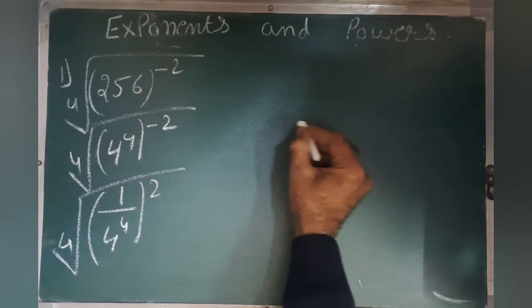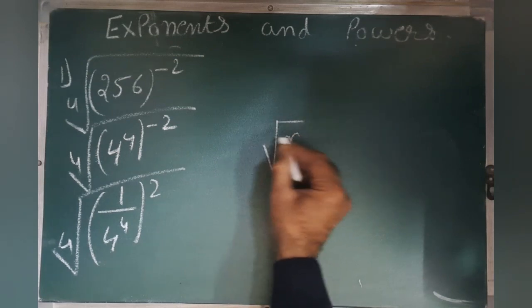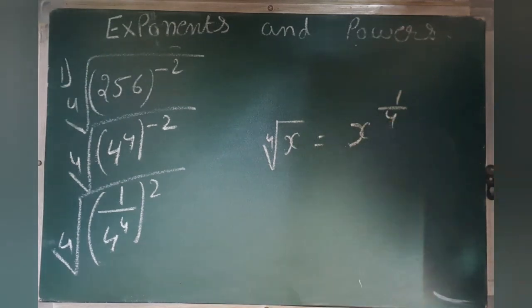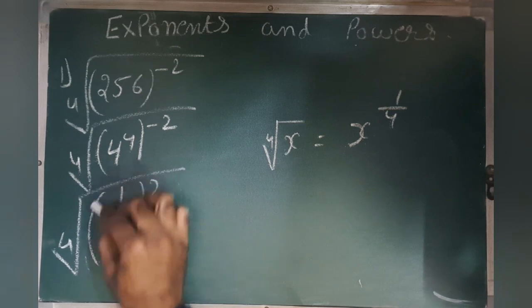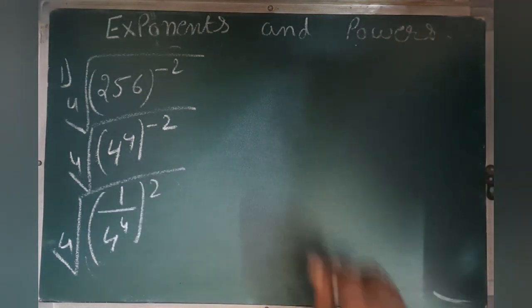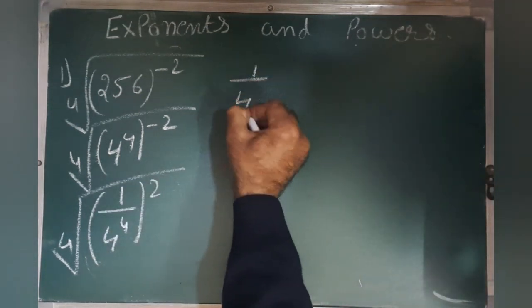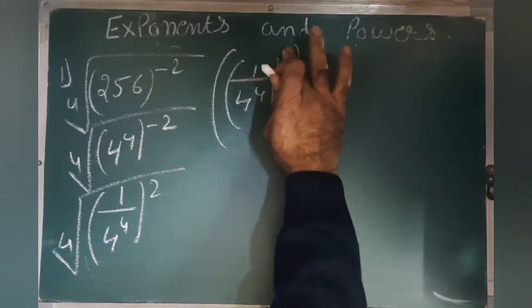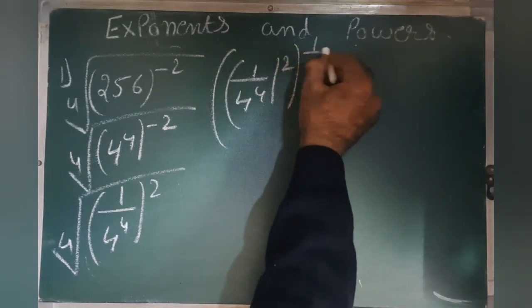How can we write the fourth root? Let's suppose this is x and the fourth root is there. So we can write x with exponent 1 by 4. Same here, let's suppose this is the x. So how can we write this? 1 upon 4, that is 4 power 2 and whole power is 1 by 4.